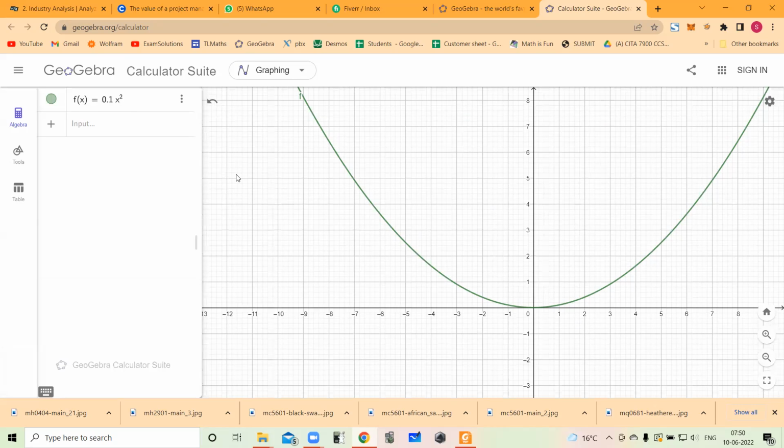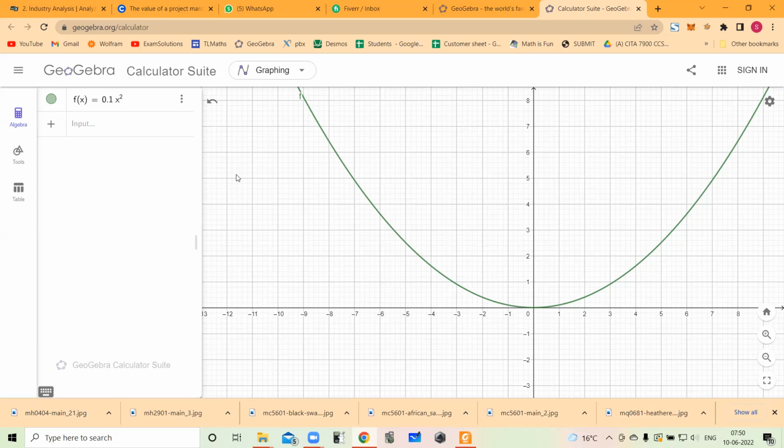Right. So 1 is a standard parabola. When A is greater than 1, it will start contracting. And if A is less than 1, up to 0, it'll start expanding. Okay, so the first thing, the effect of A on the parabola. Did you get that?